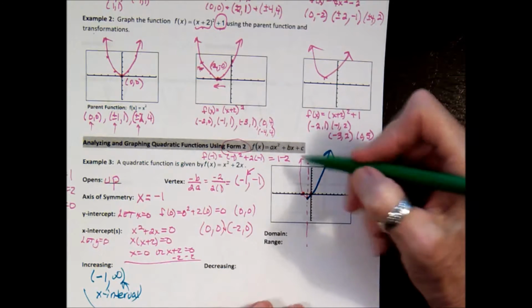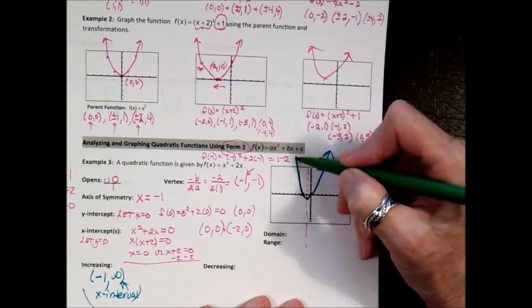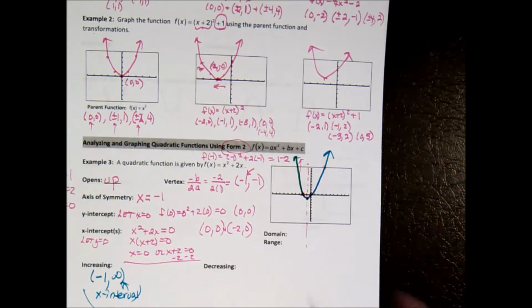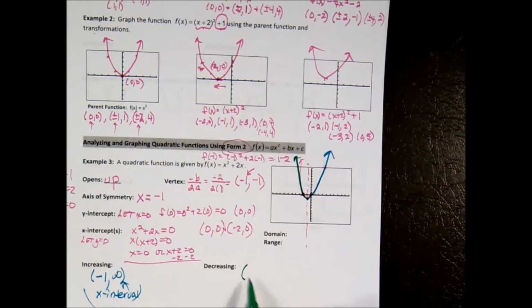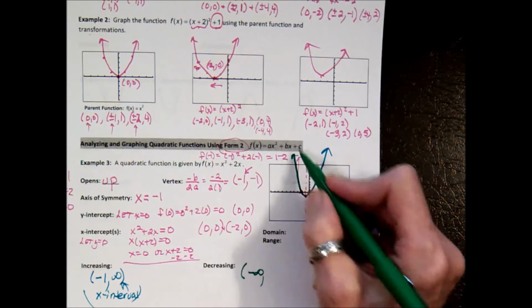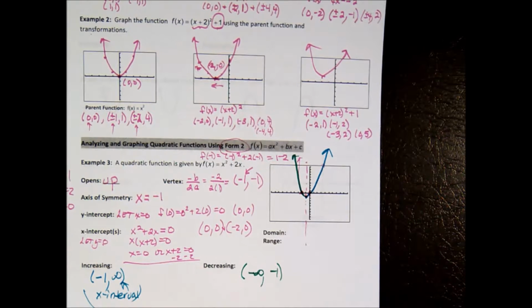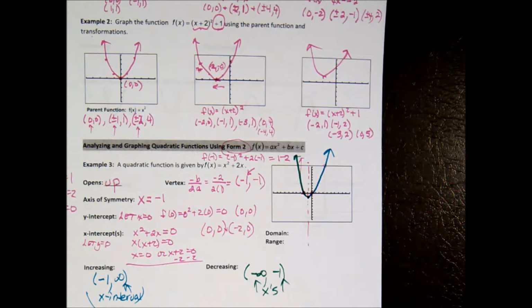That is an interval. Where is it decreasing? Well, it starts decreasing and then it stops decreasing there. So it starts decreasing when x is negative infinity. It stops decreasing when x is negative 1. Again, those are x's. Those values are x values.